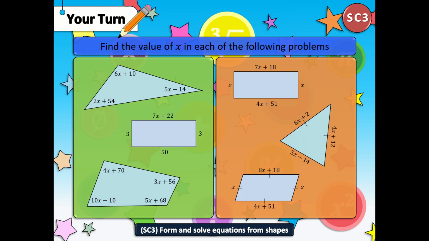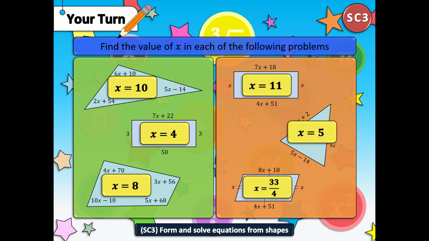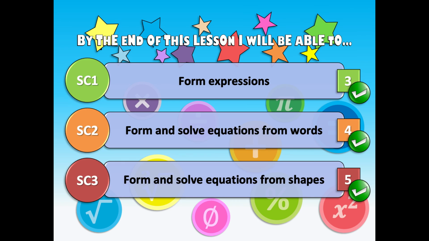Here are some questions for you to have a go at. Pause the video, and when you're ready to mark your work, press play. Here are your answers. So there's your green answers, and there's your amber answers. And now we've completed success criteria 3.